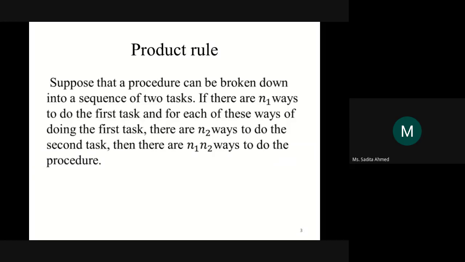Let's say, for example, you could break down the procedure into a sequence of two tasks. The procedure can be performed by performing these two tasks. So you can break down the procedure into a sequence of two tasks. And now each of these tasks can be performed in N1 and N2 ways, respectively. The first task can be performed in N1 ways, and for each of these N1 ways to perform the first task, there are N2 ways to do the second task. If you have a scenario like that, then the total number of ways to perform the entire procedure is N1 multiplied by N2. Okay.